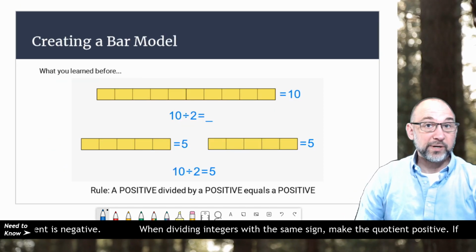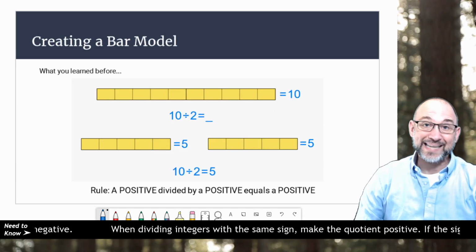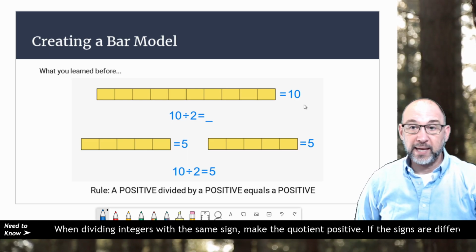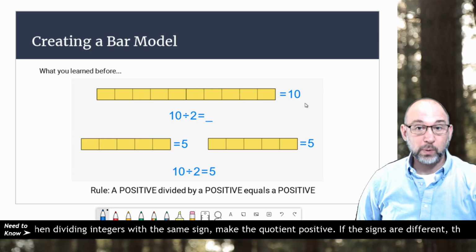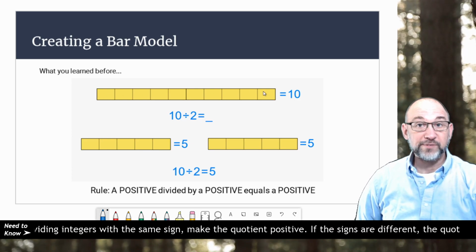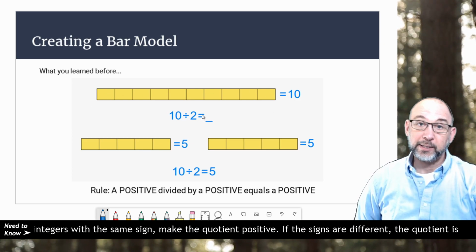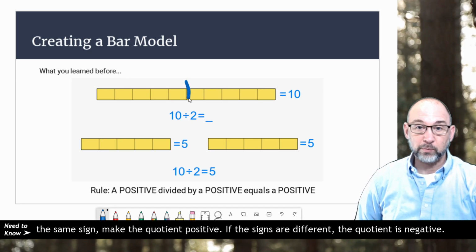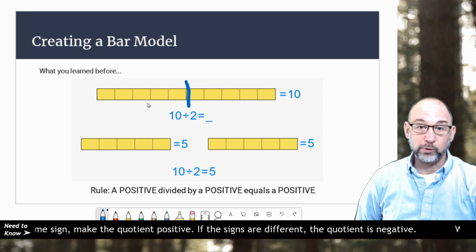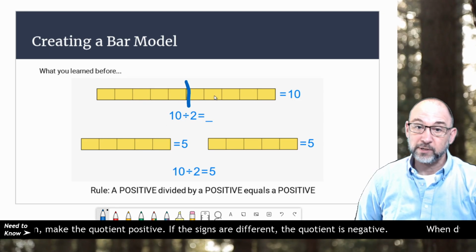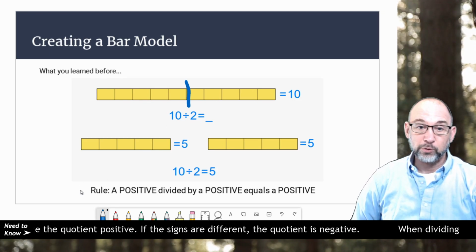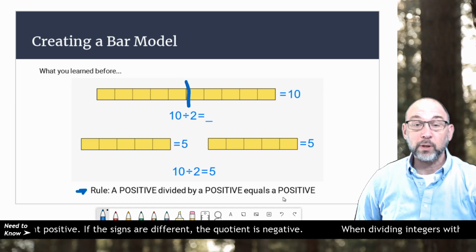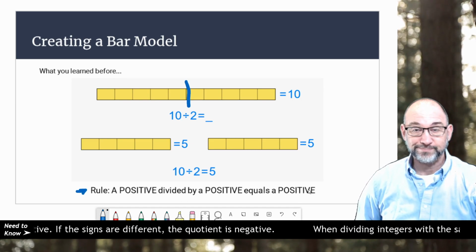When we practice with division, a bar model, sometimes called the tape model, is the best way to show how division works. So again, 10 divided by 2. So what we learned before, here's a quantity of 10. We split it into two equal groups. So we take that bar here, we split it right down the middle, and we get one group of 5 and another group of 5. So 10 divided by 2 is 5. The rule is a positive divided by a positive will always equal a positive quotient.